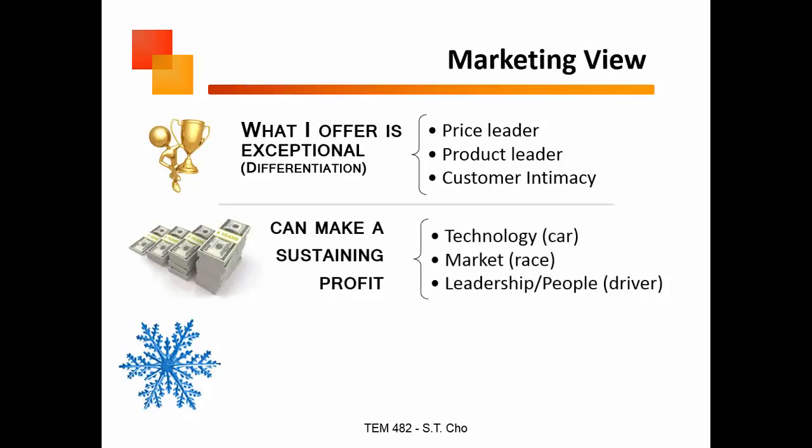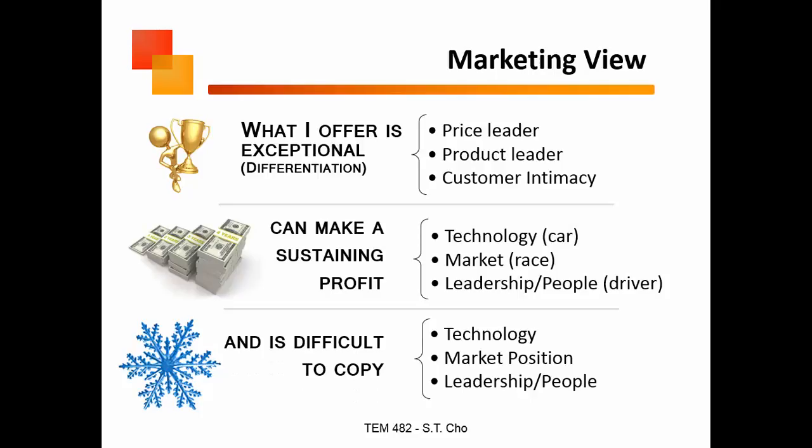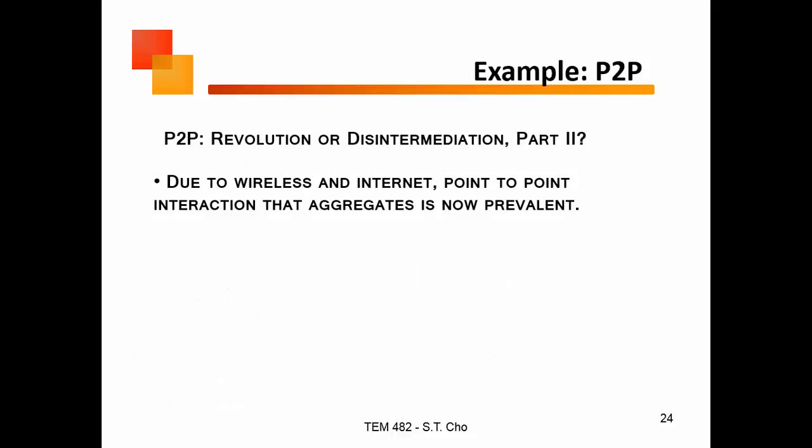Again, what I offer is exceptional. Can I make a sustaining profit? And is it difficult to copy? What I offer is exceptional means I'm either going to be the price leader, the product leader, or I'm going to know the customer better than anyone else. Making a sustaining profit is about my competitiveness or my product offering, and difficult to copy, same thing. So the big thing right now in technology is person to person.